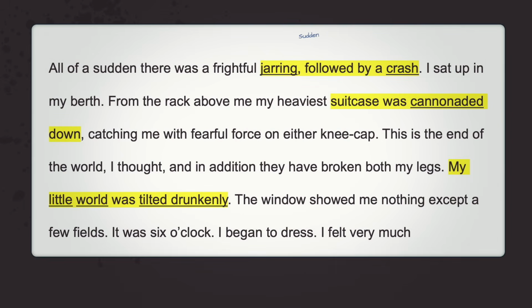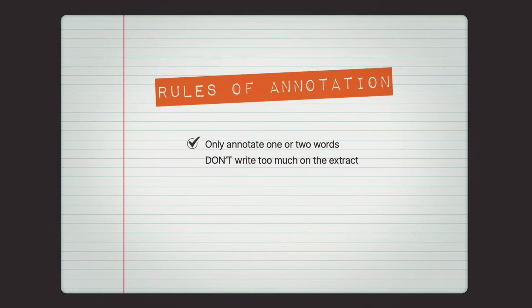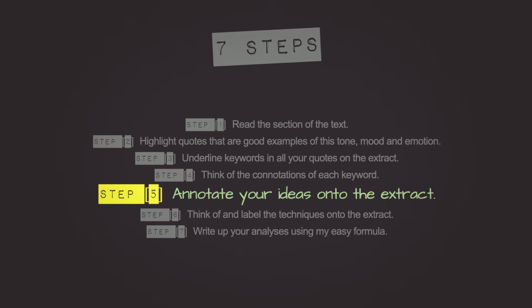Okay, let's skip through this very quickly. So we saw how you can annotate your ideas onto the extract, like this. But because this is a deep guide, I want to talk about the rules of annotations. Only write 1 or 2 words that will hopefully remind you when you come around to writing up your answer. Don't write mini paragraphs onto the extract, or you're going to run out of time. Okay, let's crack on to step 6.